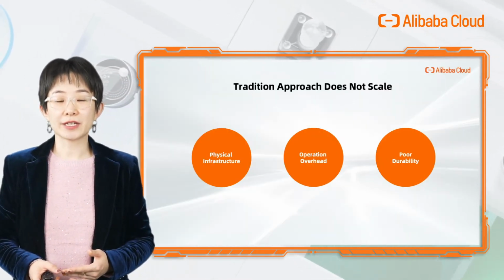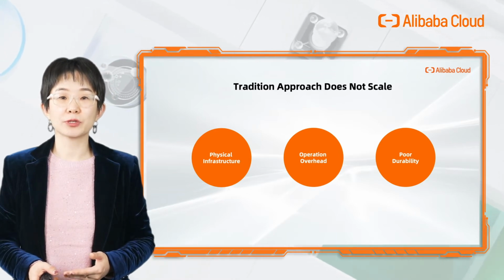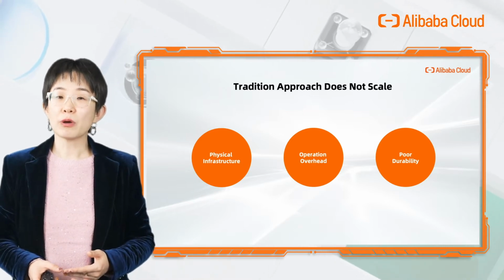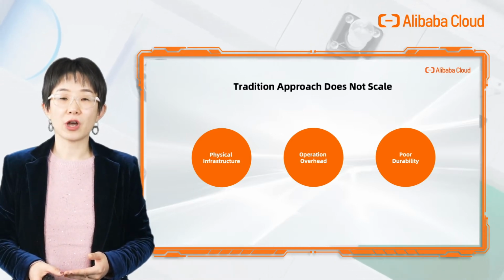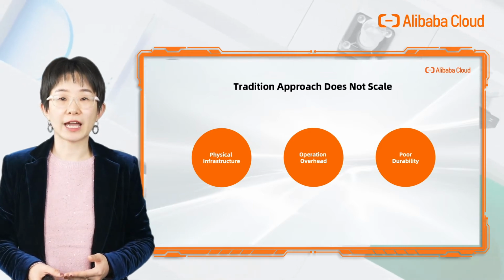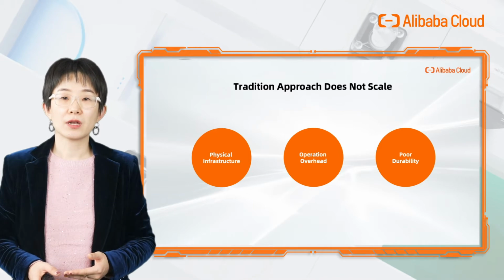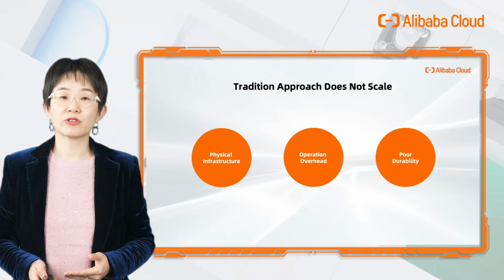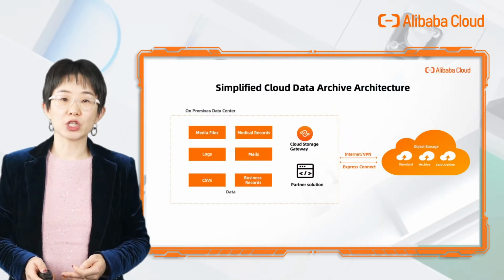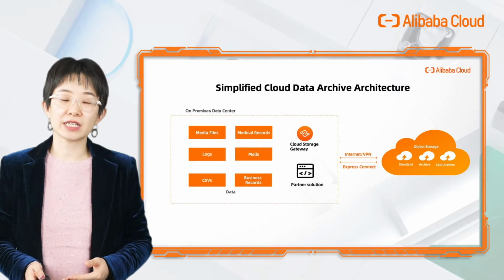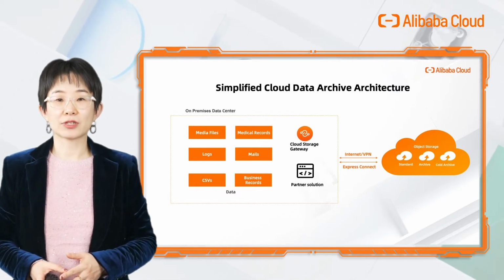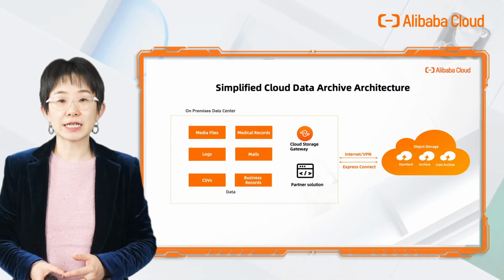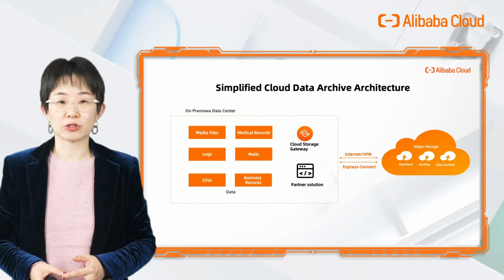In all these use cases, there are lots of data to be stored. However, if we look at the traditional approaches for data archive, we will find it very hard to scale due to the upfront cost spent on physical infrastructure and overhead from maintenance and operation. What's worse, sometimes due to hardware failure, you may find the data irretrievable. In order to solve the issue, Alibaba Cloud provides cost-effective, flexible, and durable cloud archive solution based on its object storage service, which can help customers easily and quickly scale your archive infrastructure.